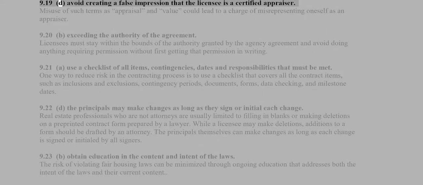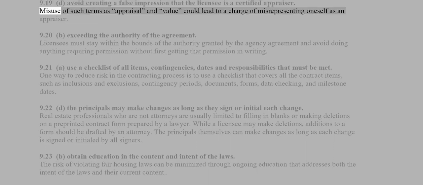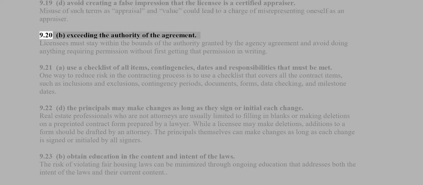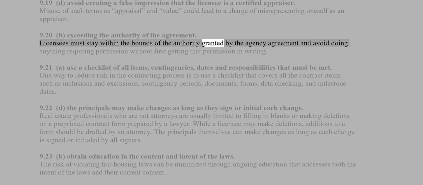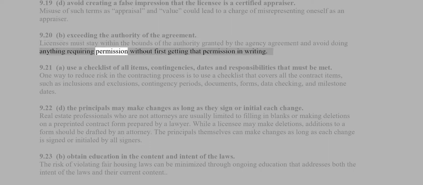9.19, D. Avoid creating a false impression that the licensee is a certified appraiser. Misuse of such terms as appraisal and value could lead to a charge of misrepresenting oneself as an appraiser. 9.20, B. Exceeding the authority of the agreement. Licensees must stay within the bounds of the authority granted by the agency agreement and avoid doing anything requiring permission without first getting that permission in writing.